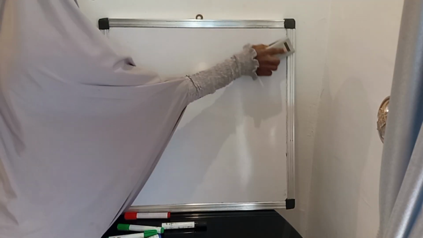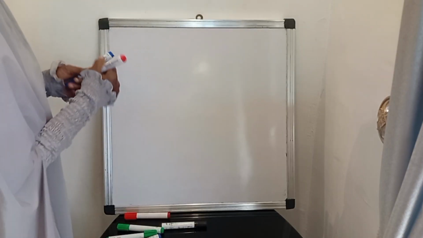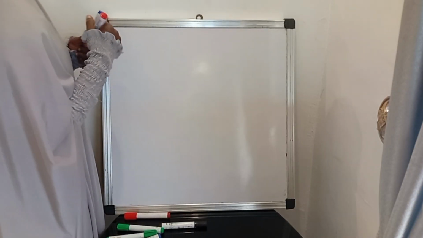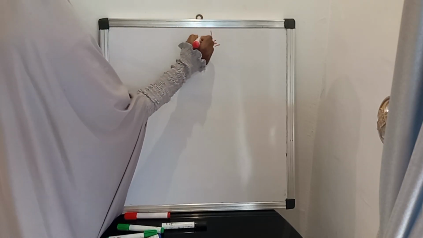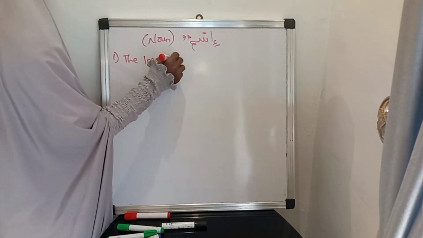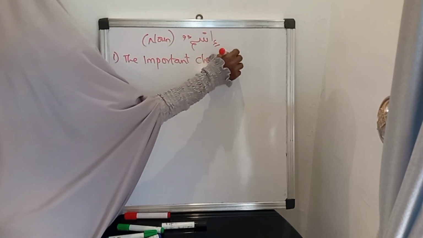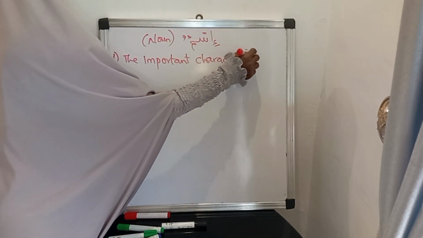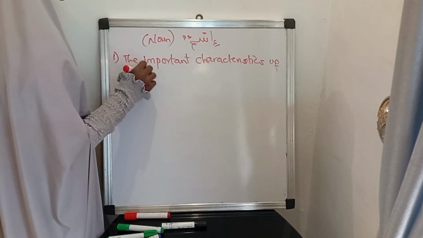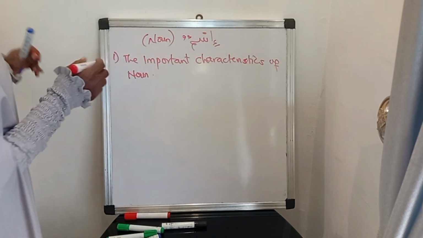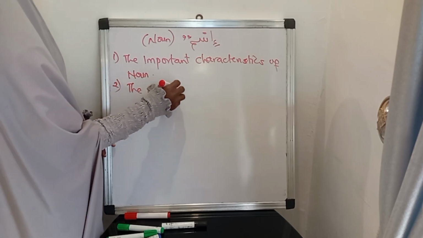Let's clean up this whole space because we do not have enough board space. So we are going to manage what we have. So we are dealing with noun, ism. We are going to learn the important characteristics of noun, and we are going to look at the nominal sentence.